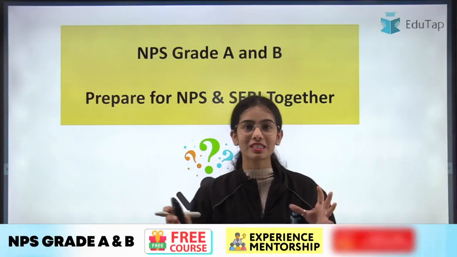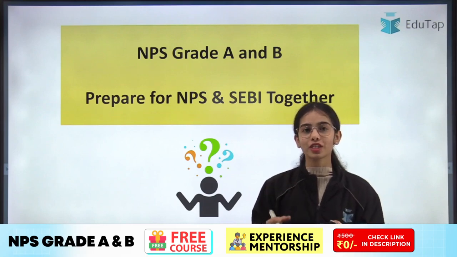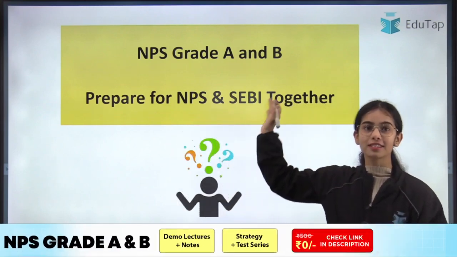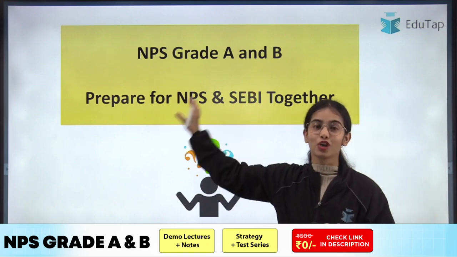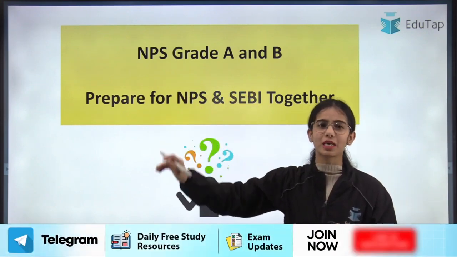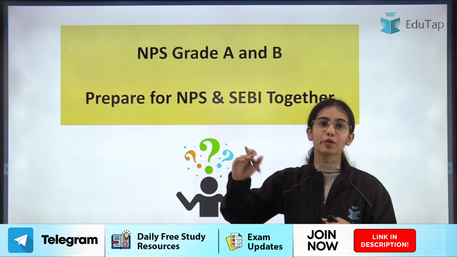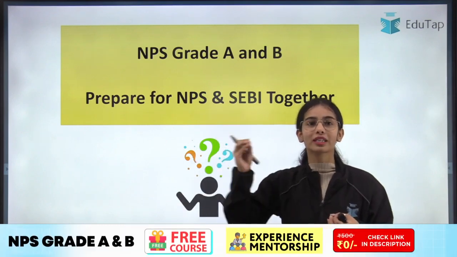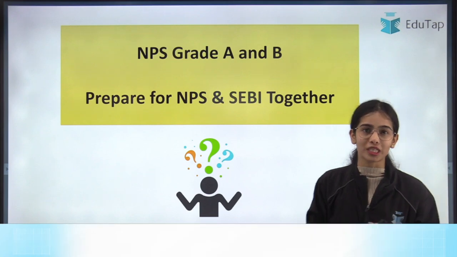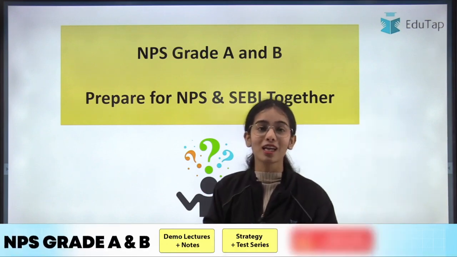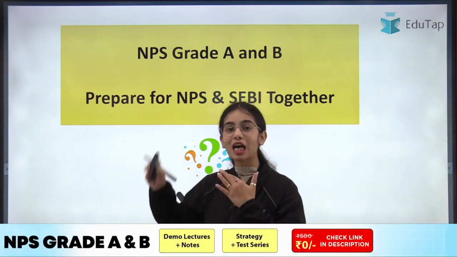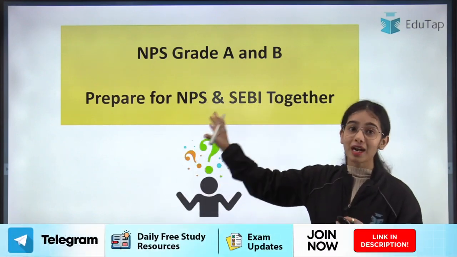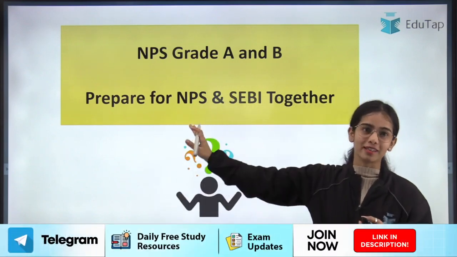So as you must have seen in the thumbnail itself, today we are going to discuss the overlapping that is present in the SEBI and the NPS examination. If you have ever prepared for SEBI, if you have targeted SEBI or if you are currently targeting SEBI, so NPS Grade A or Grade B is a very good opportunity for all of you. Today we will discuss how much the syllabus is overlapping in SEBI and NPS, and how much the pattern is overlapping between SEBI and NPS.